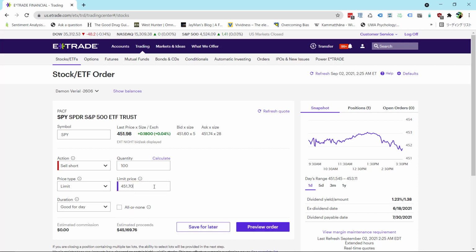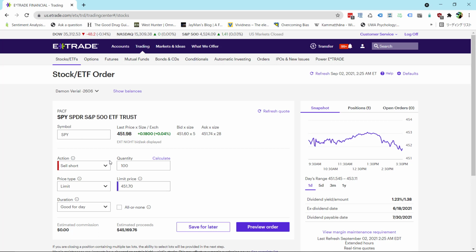And that is what you will get if there's enough bidders, if there's 100 people bidding or someone who's bidding for 100 shares of the SPY at that price or higher. Now, down below you see estimated commission, 0. Etrade is done away with commissions. You only need to check these proceeds, and obviously that's going to change as your limit price changes.